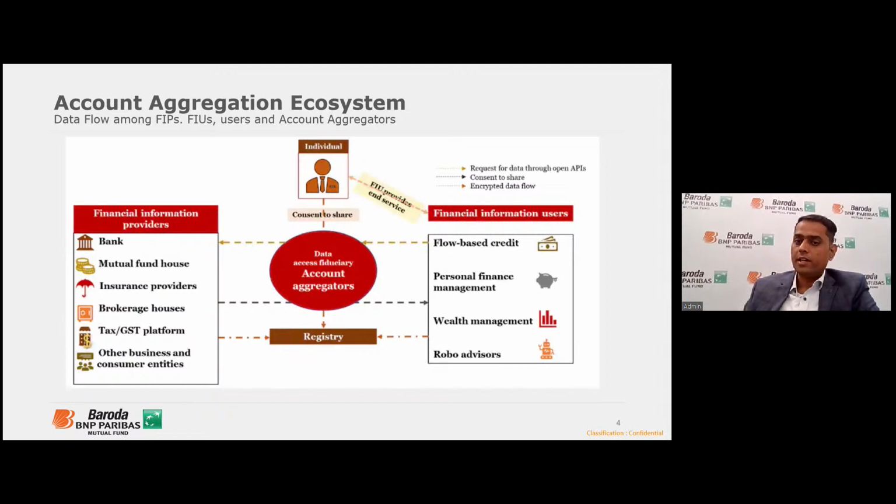Yes, there can be multiple account aggregators. I, as an investor, can opt for multiple account aggregators as my service providers. Once I go and register myself, I will be uniquely identified in the system, on the basis of which these account aggregators would be traveling to the FIPs and seeking my information on a real-time basis.